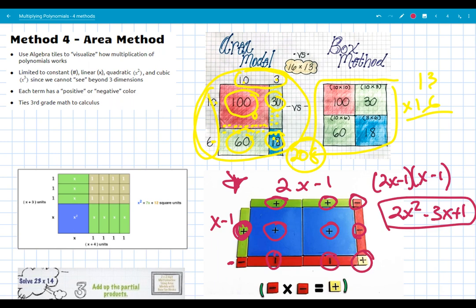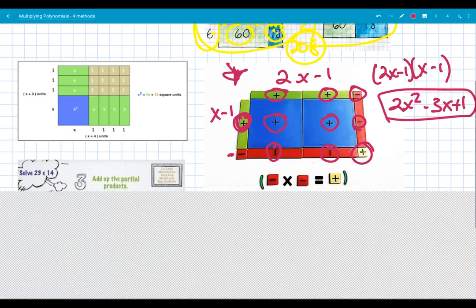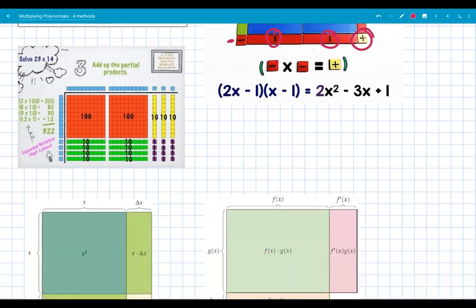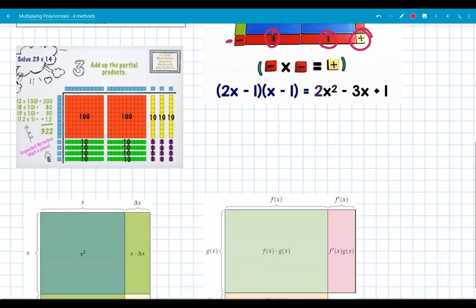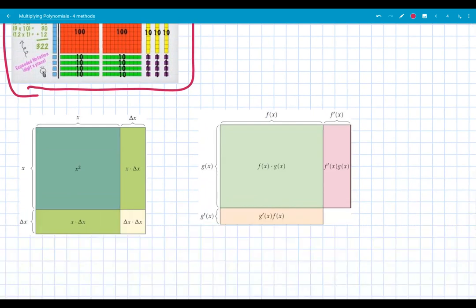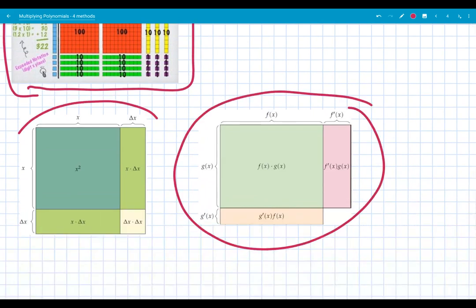But here now it's a visual that you can see. And I just want to show you what it looks like when it's, this is another one from 3rd grade or 4th grade. And down here is what you're going to see in calculus and pre-calc. I don't want to worry about it too much. I just want to show you that it exists.